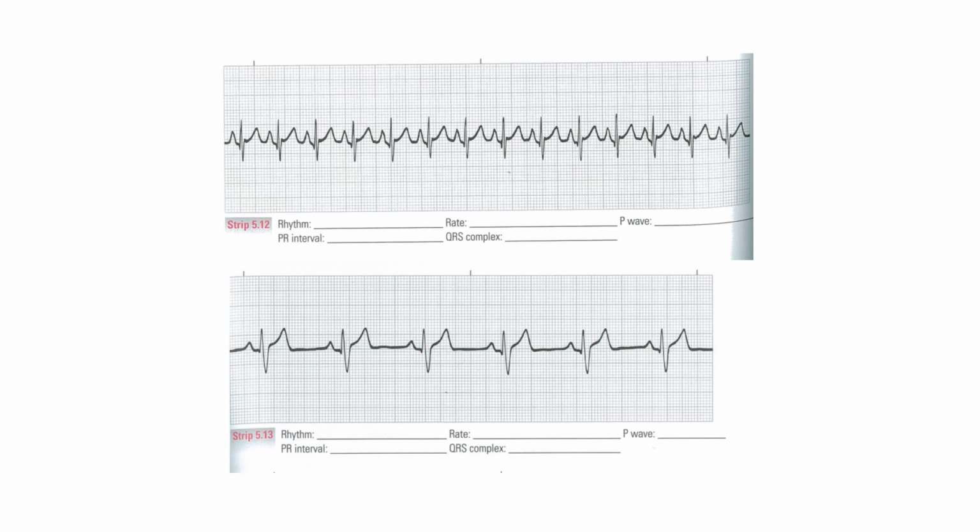Your QT intervals, so we measure from the beginning of the QRS to where the T wave comes down. And looking at that, it looks like about 10 boxes. I'm just comparing them. Yep, looks like about 10 boxes, so your QT would be 0.40.